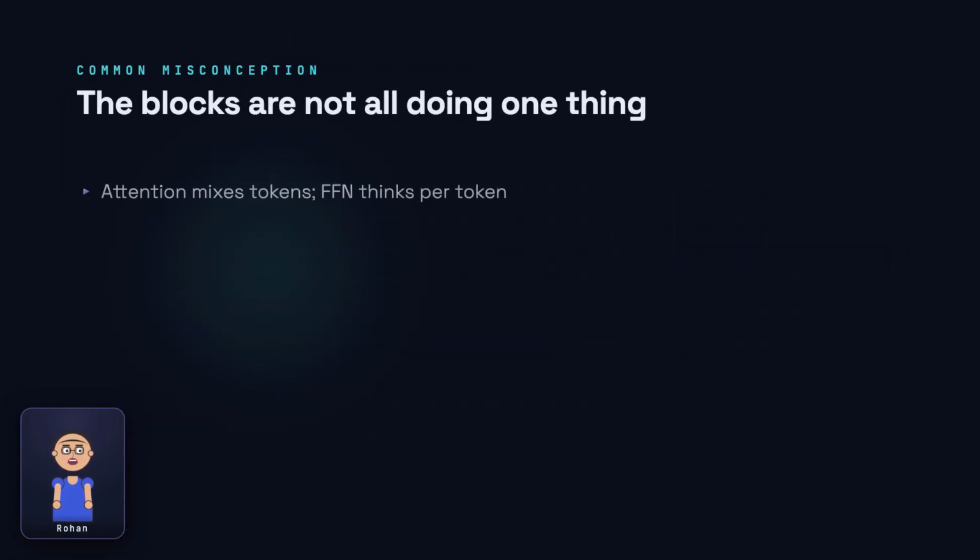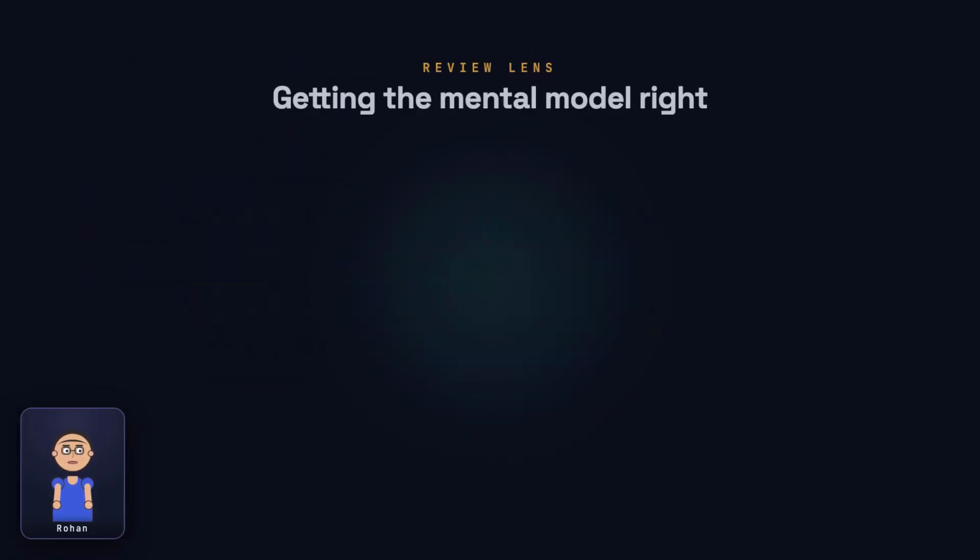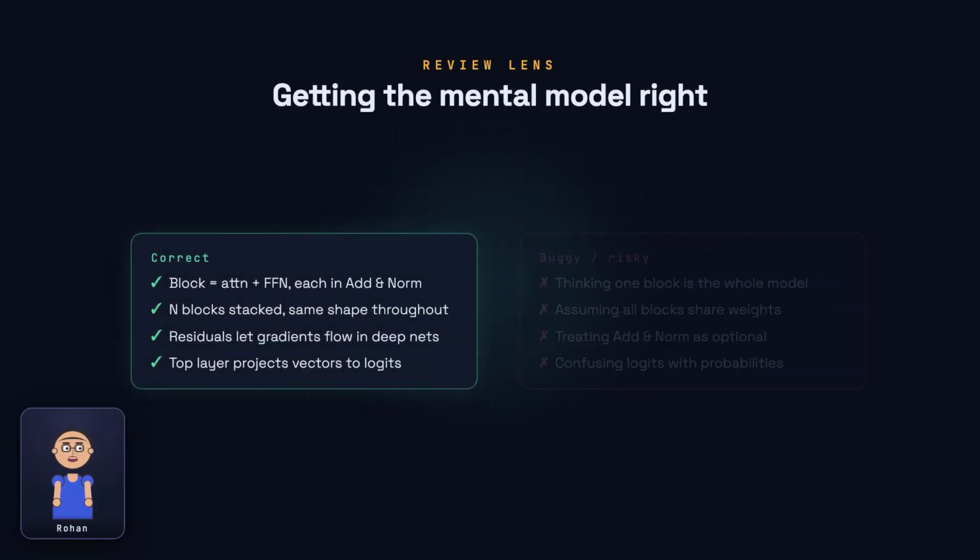A few traps to avoid. Attention and the feed forward do different jobs. One mixes tokens, the other refines each alone. Don't blur them together. Add and norm is not cosmetic. Remove it, and deep models fail to train. And although every block has the same shape, each one learns its own separate weights. Same architecture, different knowledge.